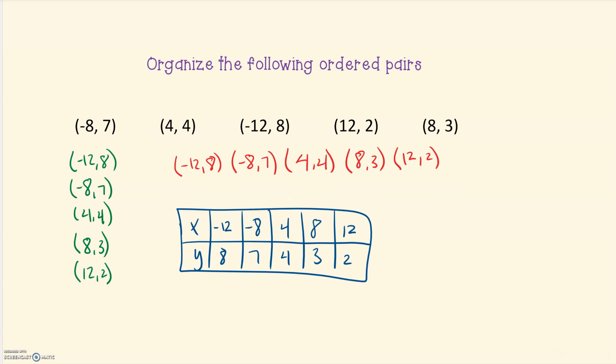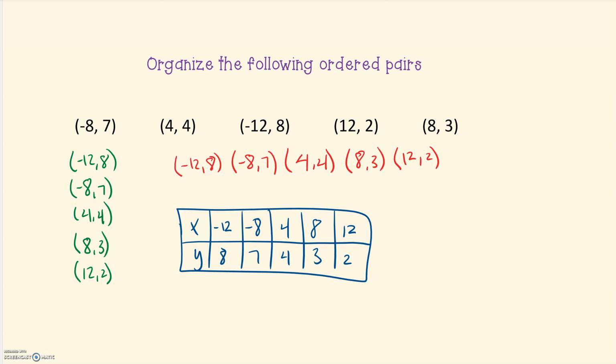Alright, as you can see here, I have 3 different ways that I organized it. In the green, I organized them from the smallest x value up to the largest x value vertically. In the red, I organized it from the smallest x value to the largest x value horizontally. And in the blue, I organized it from the smallest x value to the largest x value in a table horizontally.